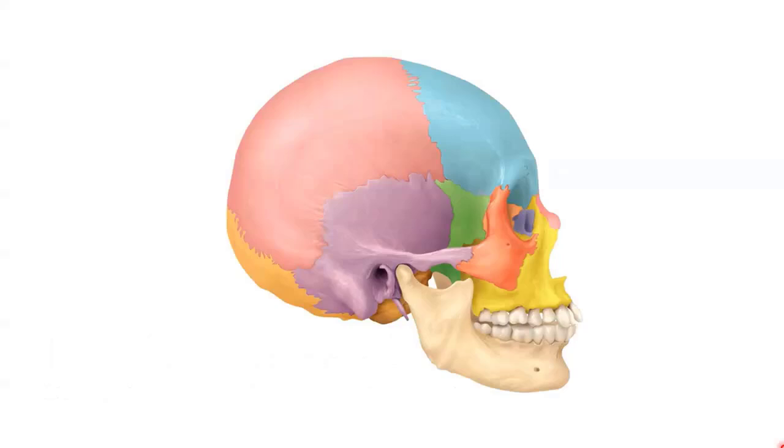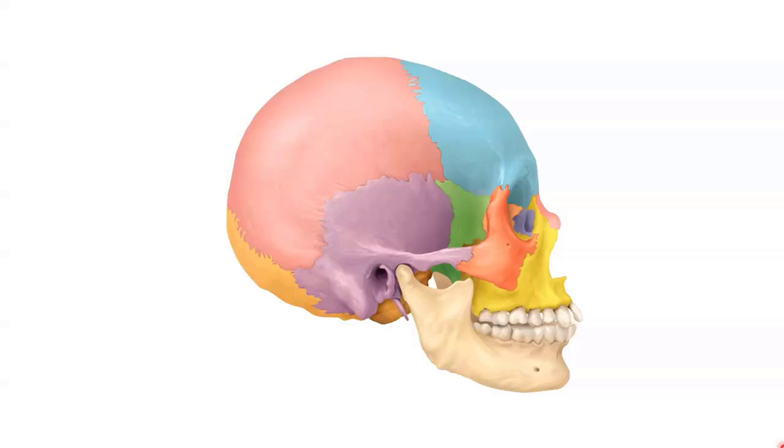So we begin with the skull, and the skull forms the bony framework or the supporting structure of the head. It contains 22 individual bones, not including the bones of the middle ear, and it rests on the superior end of the vertebral column.